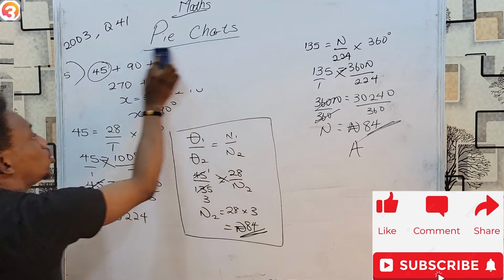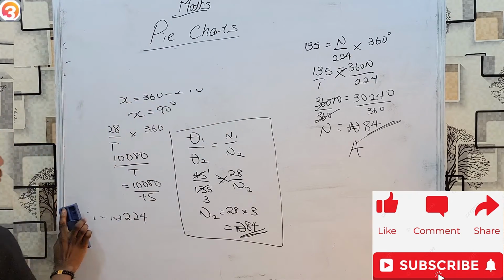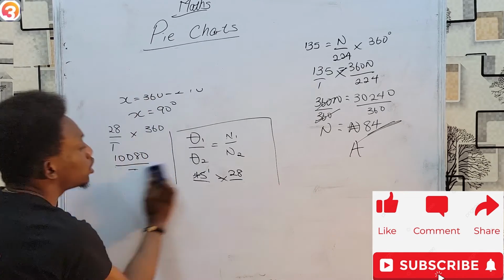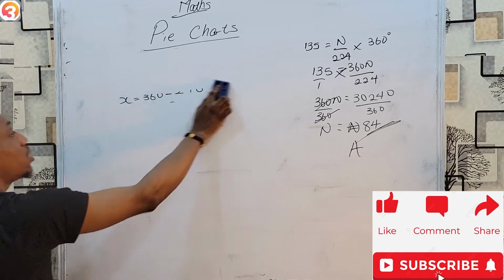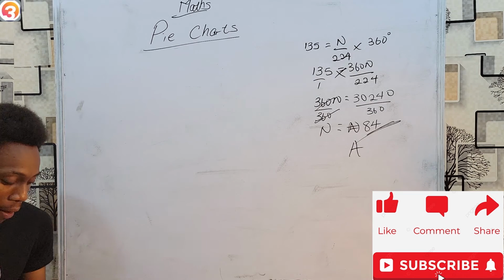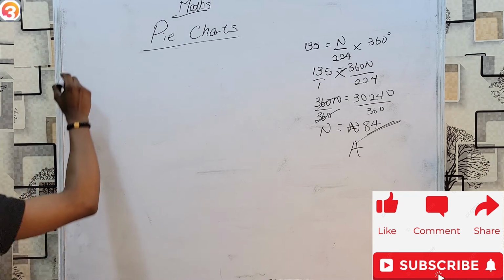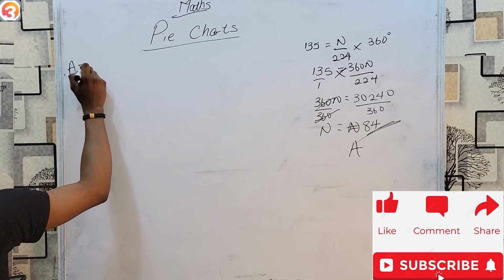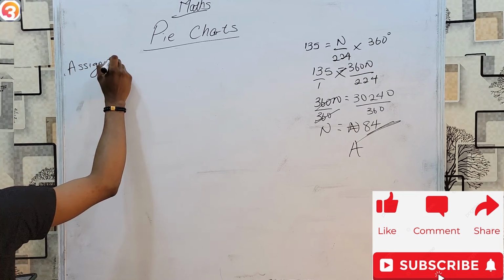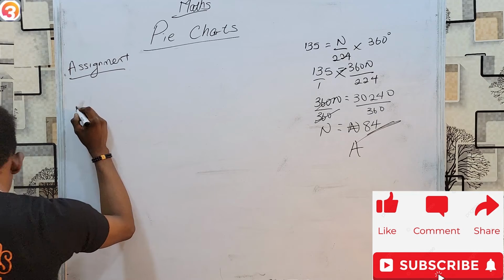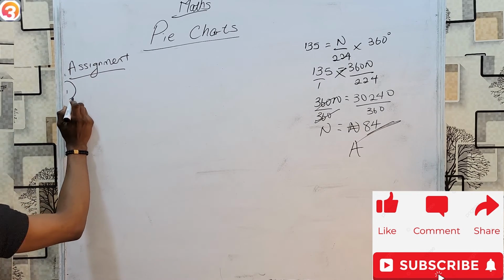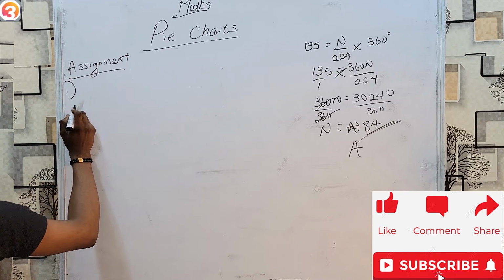And on that note, we've come to an end of this tutorial class on mathematics, and in particular, the topic is pie charts. So, as usual, it's time for a few questions for you to try on your own. You can find these questions on your O3 Schools JAMB app.